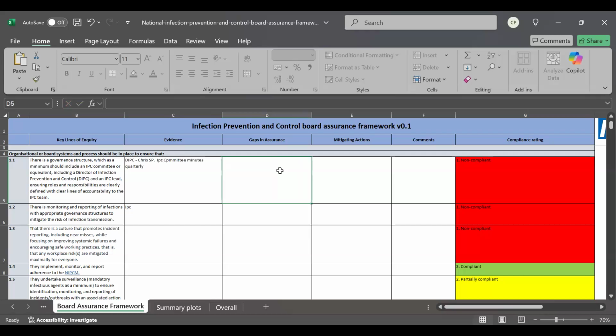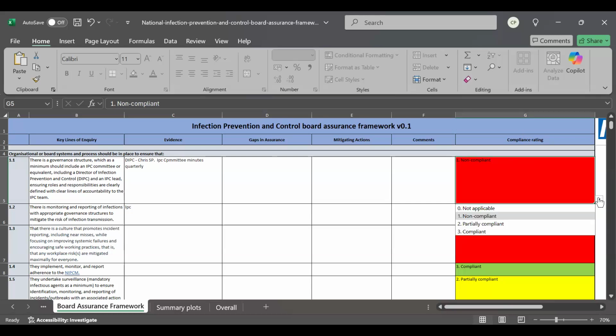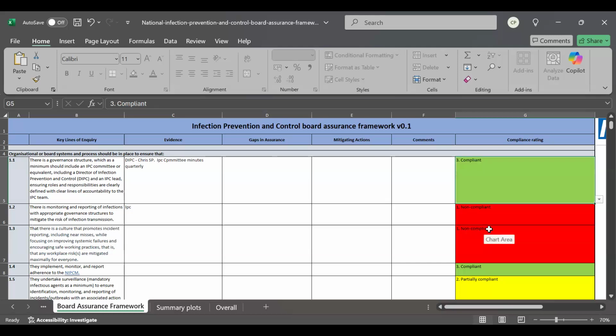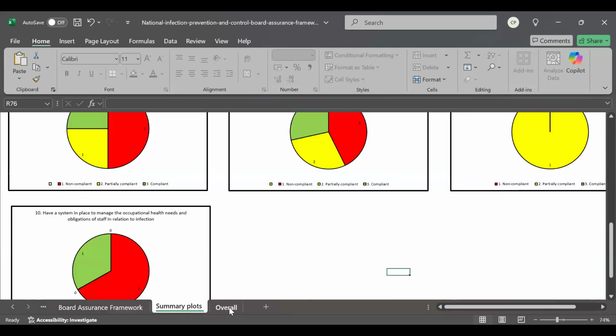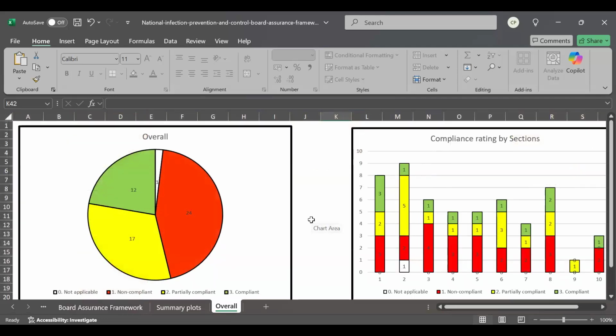If you haven't got these in place, then you can put them in, and the mitigating actions, exactly what Sinead was talking about. You can put any comments in there, and then you can rate yourself as where you think you are. Are you non-compliant, partially compliant, or compliant? So if I click on compliant, then that changes that in the summary plots and the overall. So if you haven't already started using this, I would really recommend this as a way for you to be able to monitor your governance and provide assurance. You can use this at local level, you can use this at senior level.